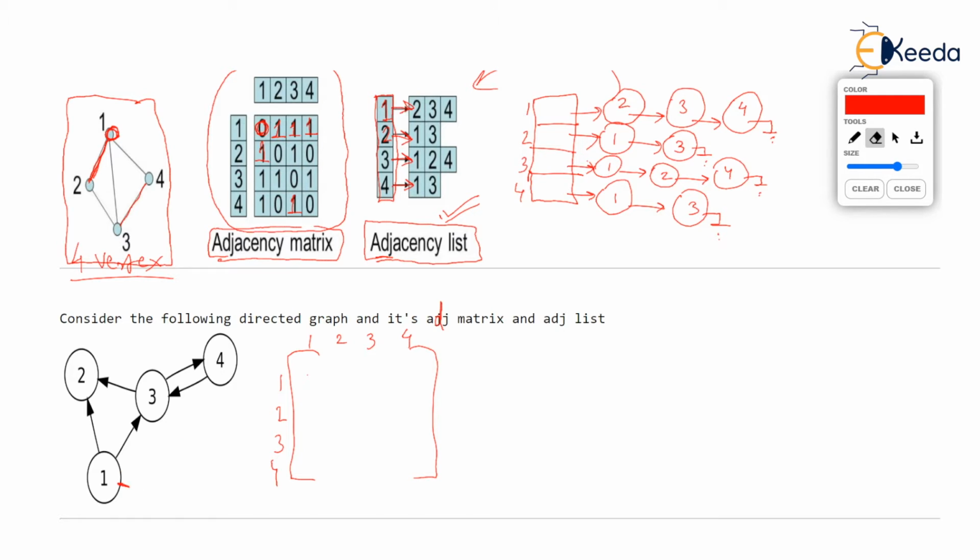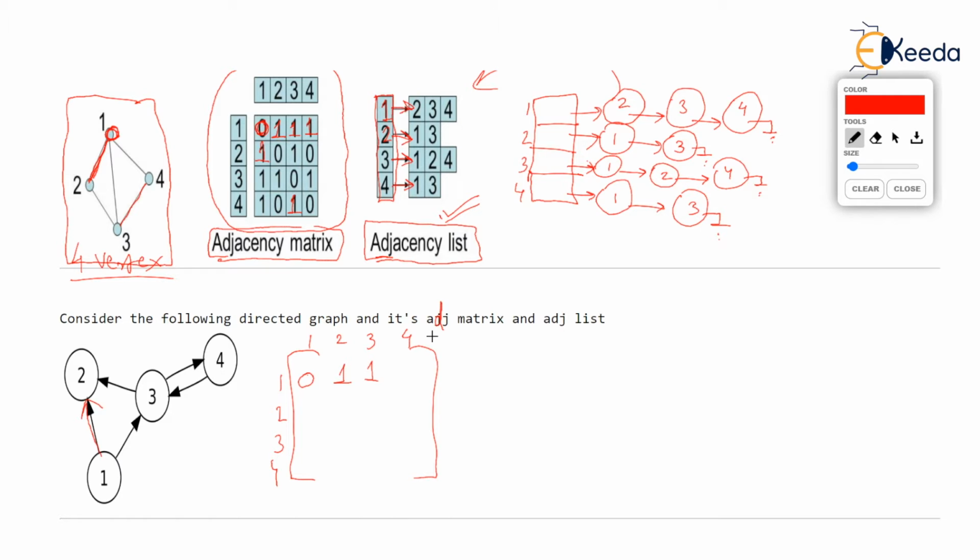Let's see. 1 1 will be 0. What do you say? Because 1 is not adjacent to 1. But see the graph. 1 is adjacent to 2. Because 1 has a directed edge to 2. So 1 is adjacent to 2. 1 is adjacent to 3. As you see, there is a directed edge. 1 is not adjacent to 4. There is no edge from 1 to 4.